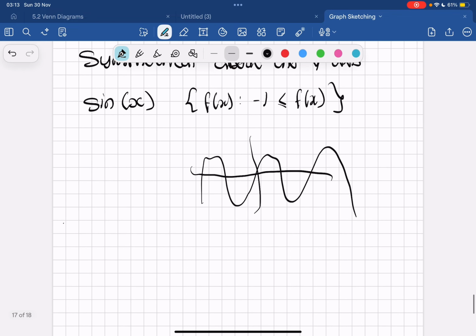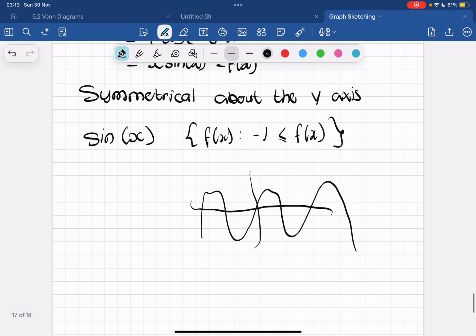So let's consider our graph. Let's consider x when f of x equals 1. So at these points here, so at 90 and at 360. No, sorry, 90 plus 360, which is 450. We have f of x equal to 1.